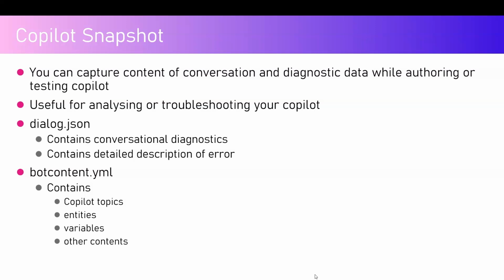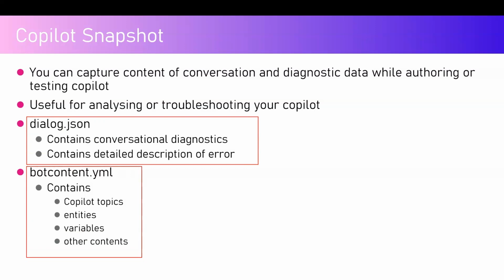Snapshot is basically information. It's in a format, basically in the form of JSON and YAML. You get two files when you download the snapshot. There's a file called dialog.json, and there is a file called botcontent.yml.